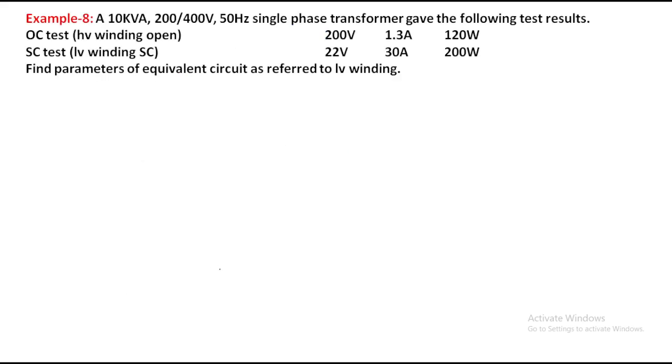So this is the problem. A 10 kVA 200 by 400 volts 50 Hz single phase transformer gave the following test results. OC test, which is conducted on LV, right? SC test, which is conducted on HV, with the LV winding short circuited. The data is 200 volts, 1.3 amperes, 120 watts, which are nothing but iron loss components. These are nothing but copper loss components. Therefore, find parameters of the equivalent circuit as referred to LV winding.